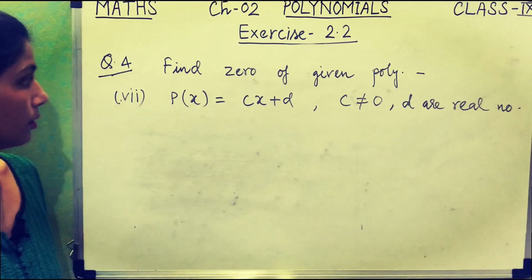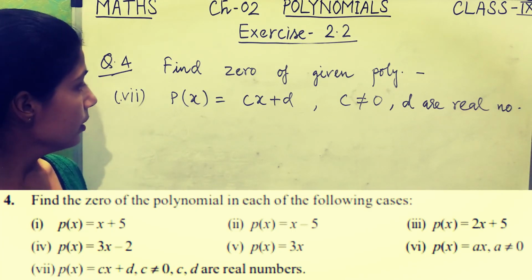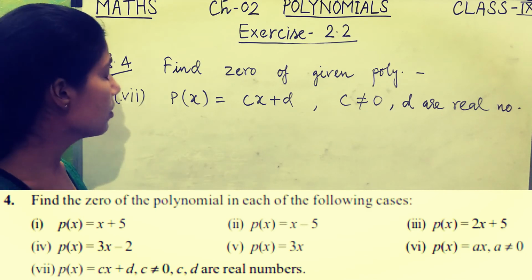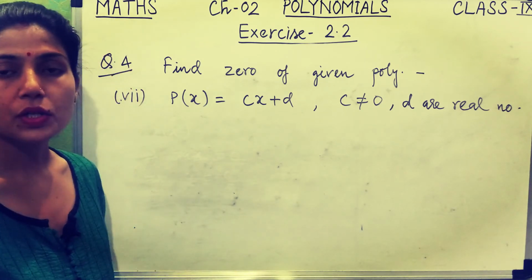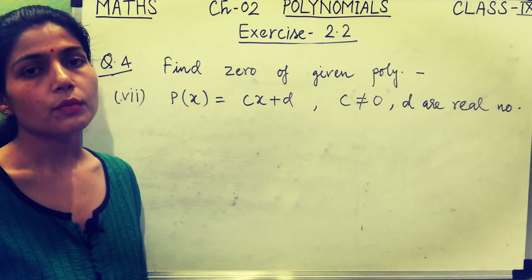Okay, so friends, the next part is the 7th, that is the last part of this question. p(x) = cx + d. You have to find its zero.